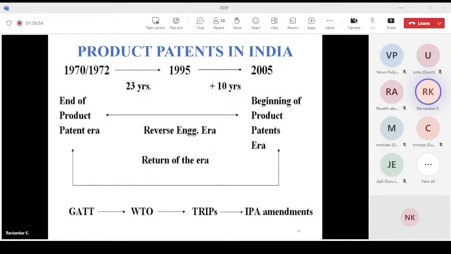So if you see the table here, from 1970 up to 95, there were no product patents, only process patents. And from 95, because of GATT, they started the TRIPS agreement. They gave 10 years for transition period up to 2005. So in 2005, the beginning of the product patents era started.